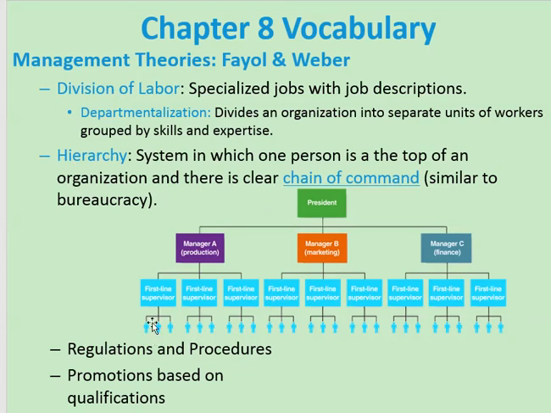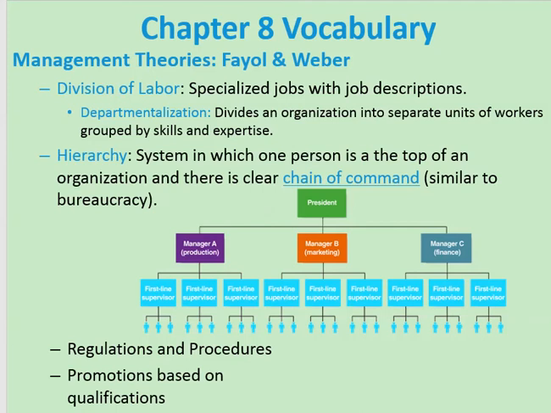So these workers down here, they know, okay, my manager up is this first line manager. He knows that his manager is manager A, and manager A knows that his boss is the president. So clear chain of command. They wanted written regulations and procedures that were enforced, and they wanted promotions based on qualifications.